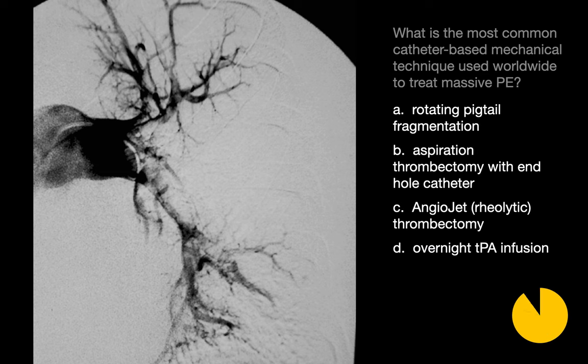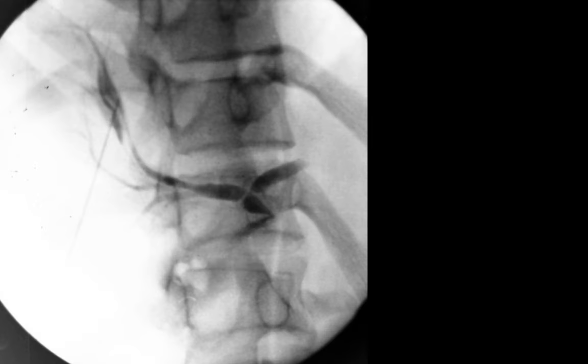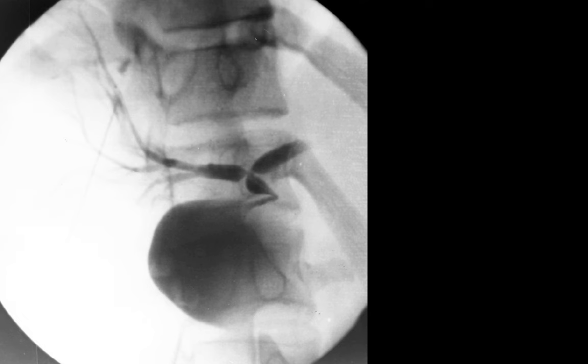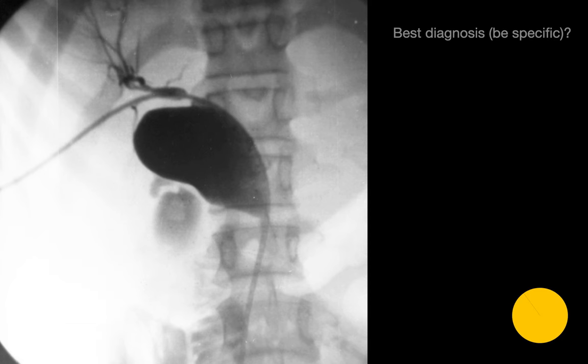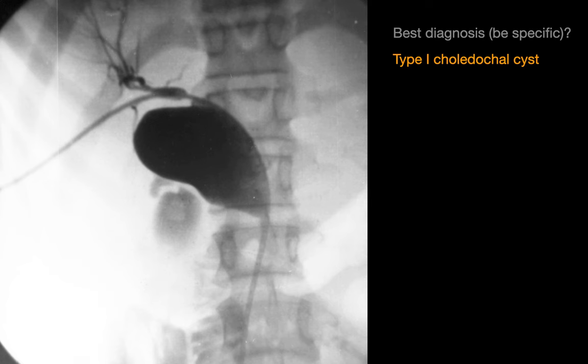What's the most common catheter-based mechanical technique used worldwide to treat massive PE? And the technique here is rotating pigtail fragmentation. What's your best diagnosis? So we see an internal external biliary drain in a patient with a type 1 choledochal cyst.